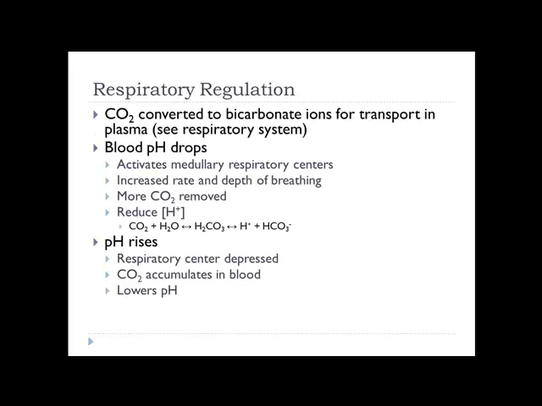With the respiratory regulation, carbon dioxide can convert to bicarb, and it can transport in the plasma. When blood pH drops, we activate the medullary respiratory centers and you breathe heavier. As you breathe heavier, we remove carbon dioxide and shift the equation this way. H plus combines with bicarbonate, and we decrease the amount of H plus floating around. If pH rises, CO2 accumulates, combines with water, turns into carbonic acid, and slides this way. So we drop the pH and become more acidic.